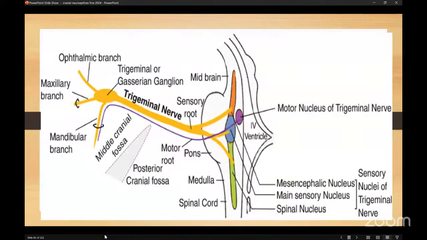I can just tell you that this is the trigeminal ganglion. This is the central process, and these are the peripheral processes. This is a pseudo-unipolar neuron. The central process goes to the pons. The peripheral processes go individually to the face.